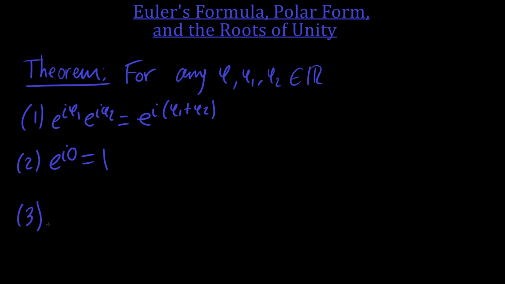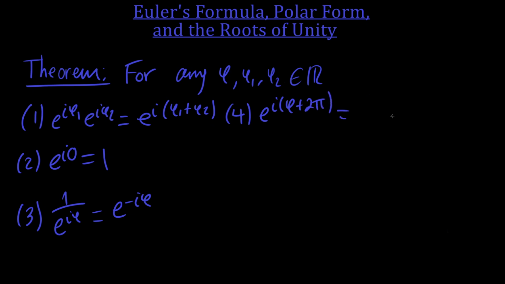Okay, property 3 is that 1 over e to the i phi is simply equal to e to the negative i phi. And this is pretty much just the same as how it works when you have a real number in the exponent.